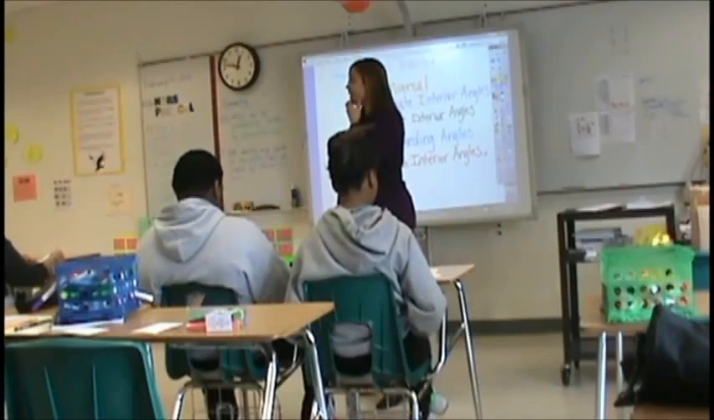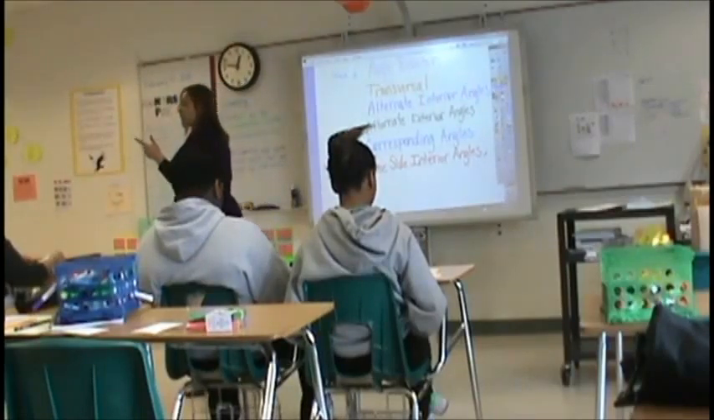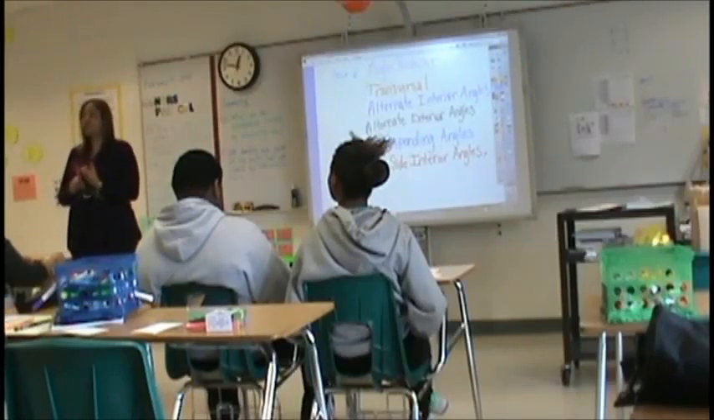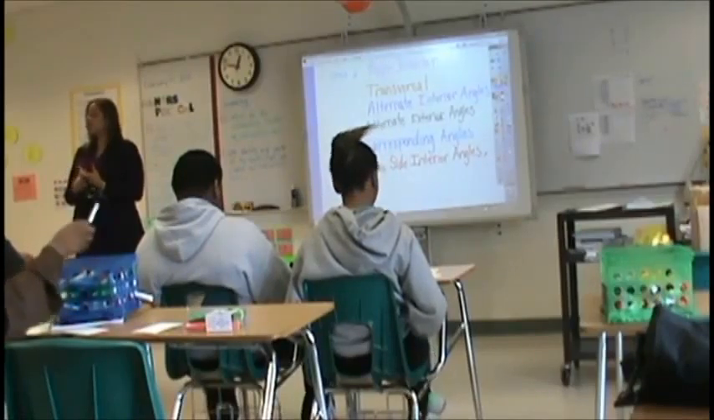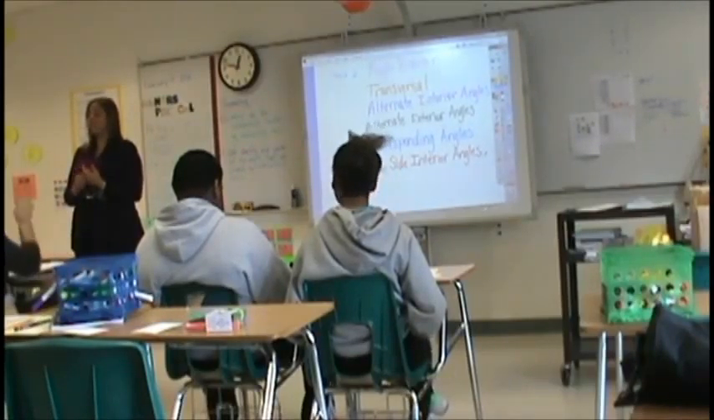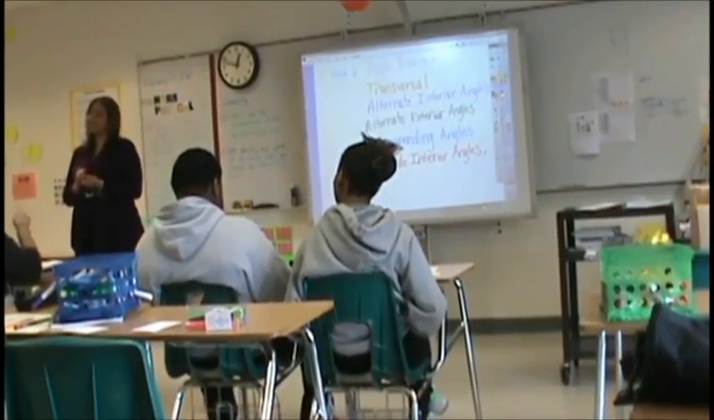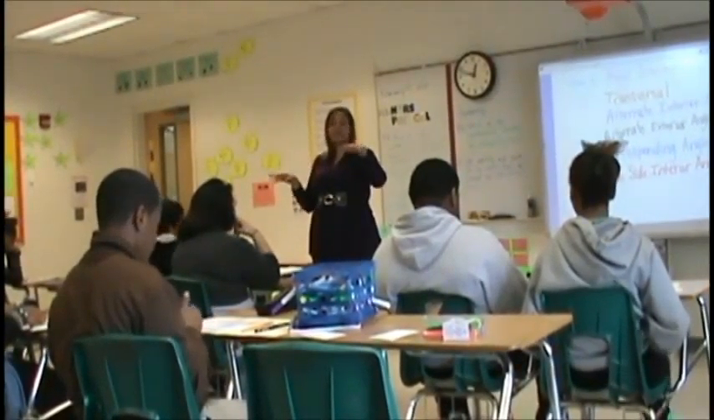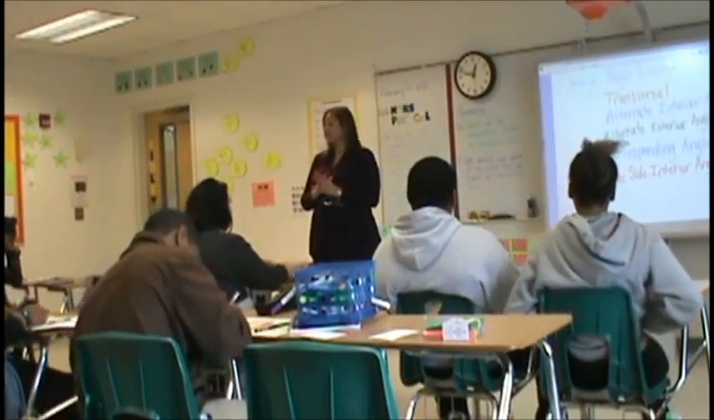Alternate interior and exterior stuff? Alternate exterior is when they're on the outside, across from each other. Okay, so we know interior means inside, exterior means outside, and alternate means like alternative. So what does that mean? It's kind of like on the opposite side. So alternate interior are going to be opposite sides but inside. Alternate exterior, opposite sides but outside. Okay.